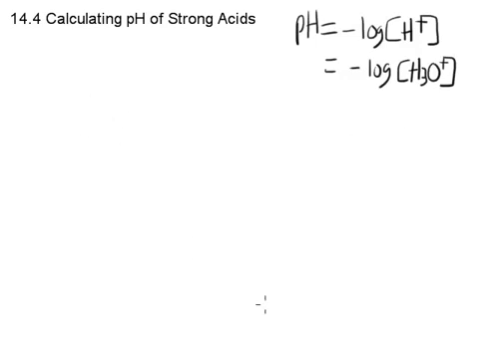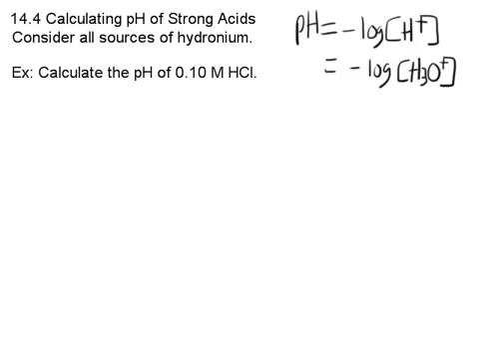So it's important when you're doing these that you consider all sources of H plus or hydronium. Usually there will be one major source that makes solving the pH equation easy, but not always. Sometimes you have to add two together. Here's an example. Calculate the pH of 0.10 molar HCl.